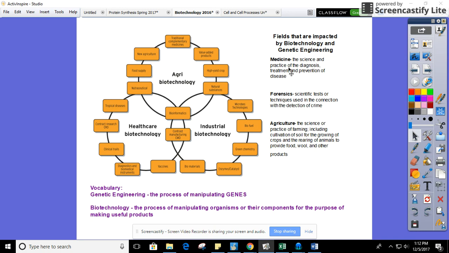So we look at these fields that are impacted by these two processes: medicine, forensics, and agriculture. And forensics can be tied to industry in general. So you can see that we're using biotechnology and genetic engineering to manufacture biofuels, learn more about biomaterials, or in forensics, detection of crime. In the healthcare industry or for medicine, it's helped us do a better job at diagnosing diseases, treating diseases, preventing diseases. So we've had more clinical trials and creation of techniques to try to improve the quality.